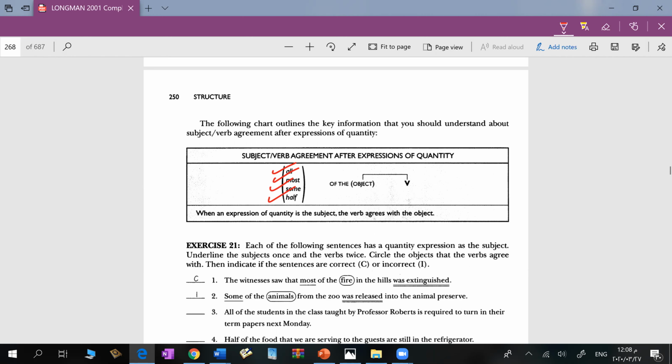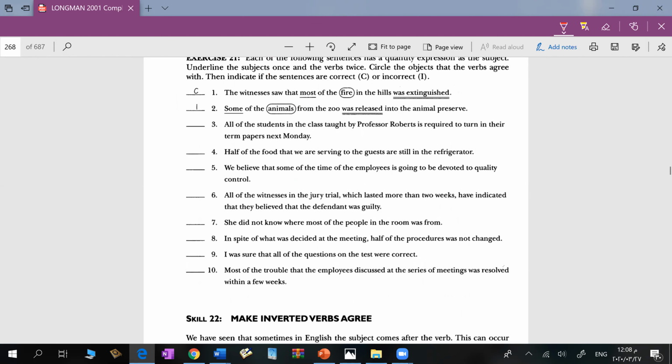Okay? All, most, some, half, all of them, they do not have a meaning of quantity of their own. You need to look at the noun that comes afterwards, whether it is singular or plural, whether it is countable or uncountable, and based on this, you decide on the verb. Okay. Now look at questions 1 to 10 and try to do them.